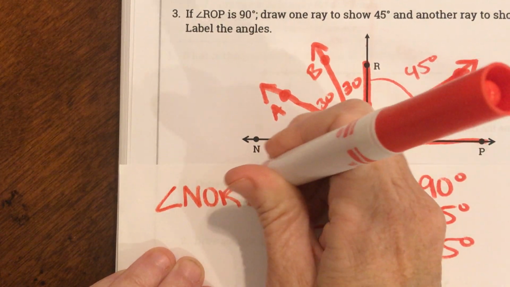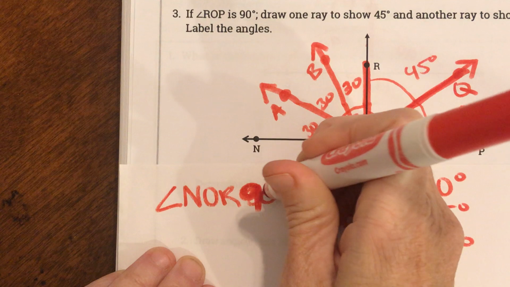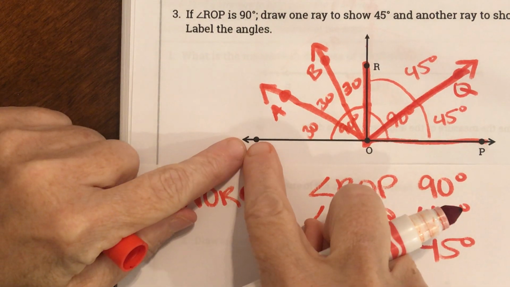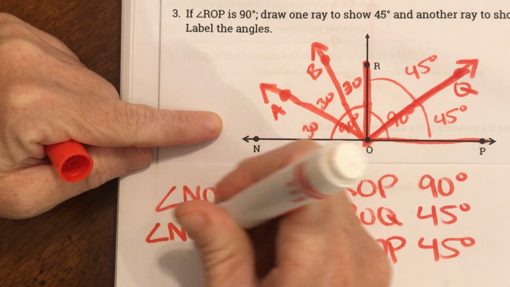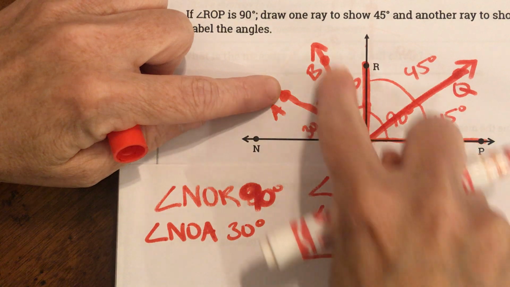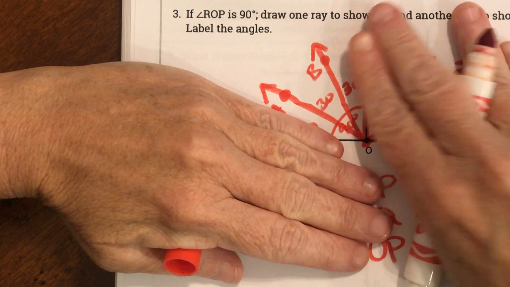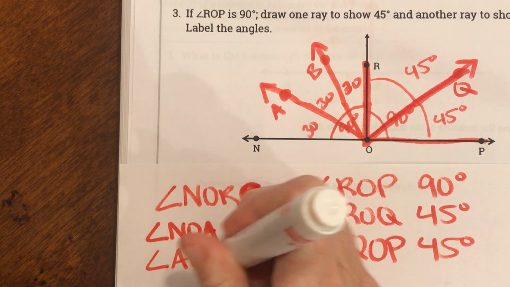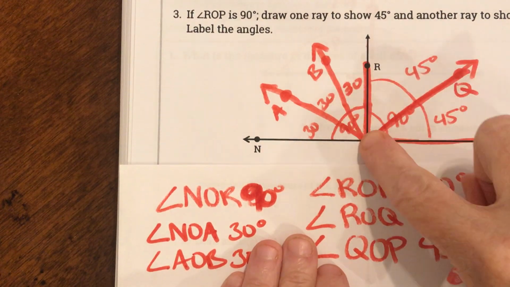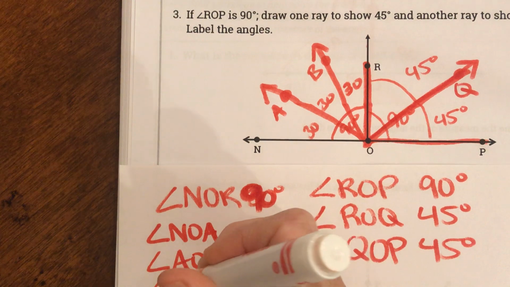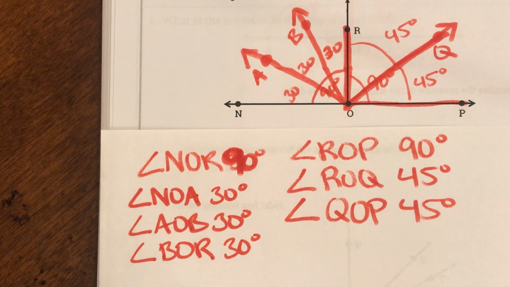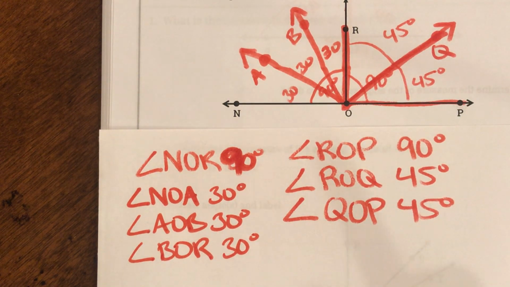is 90 degrees. Sorry, ladies and gentlemen, 90 degrees. NOR was 90 degrees, but then I added rays. So now I have angle NOA is 30 degrees. I could also say angle AOB, just this little part right there, AOB. Angle AOB is 30 degrees. And then I could also say just this angle. So that would be angle BOR is also 30 degrees. So what I've just done is kind of cut this larger angle into smaller angles.